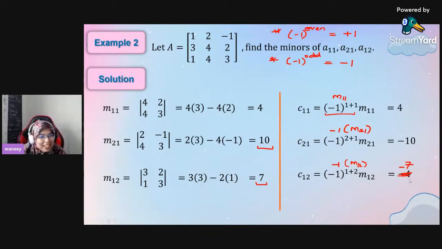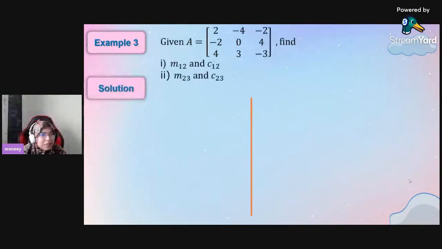Right. So now the answer is negative 7. Very good. Next. Let us proceed to the next one. Okay, so given that A is 2, negative 4, negative 2, negative 2, 0, 4, 4, 3, negative 3. Fine. Okay, so the first one you have to know what is M12 and C12. And then the second one, they want you to calculate the minor M23 and cofactor C23. Okay, so for this one, I'll give you around 3 minutes for you to try to calculate first, and then we are going to compare our answer. Can you? 3 minutes starting from now.